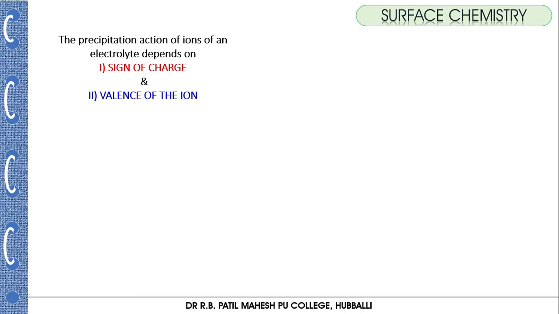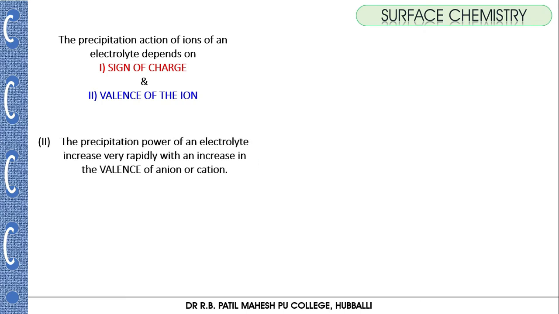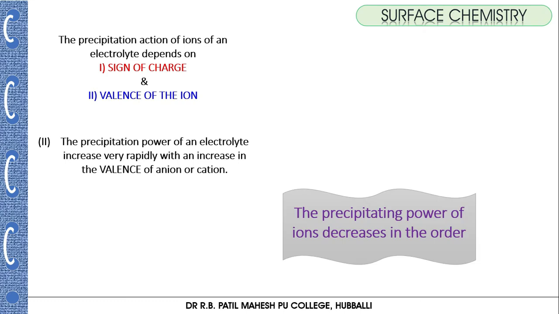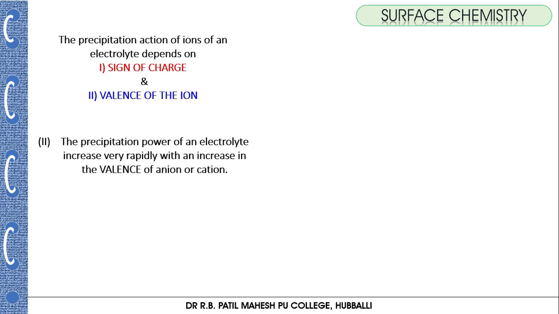The precipitation power of an electrolyte increases very rapidly, students, with increase in the valency of the anion or cation. In the case of a negatively charged colloidal sol, the decreasing order of ability to cause coagulation is like this. The aluminium ion, with plus 3 charge, has the highest tendency to cause coagulation. Next it is magnesium, then it is Na plus.